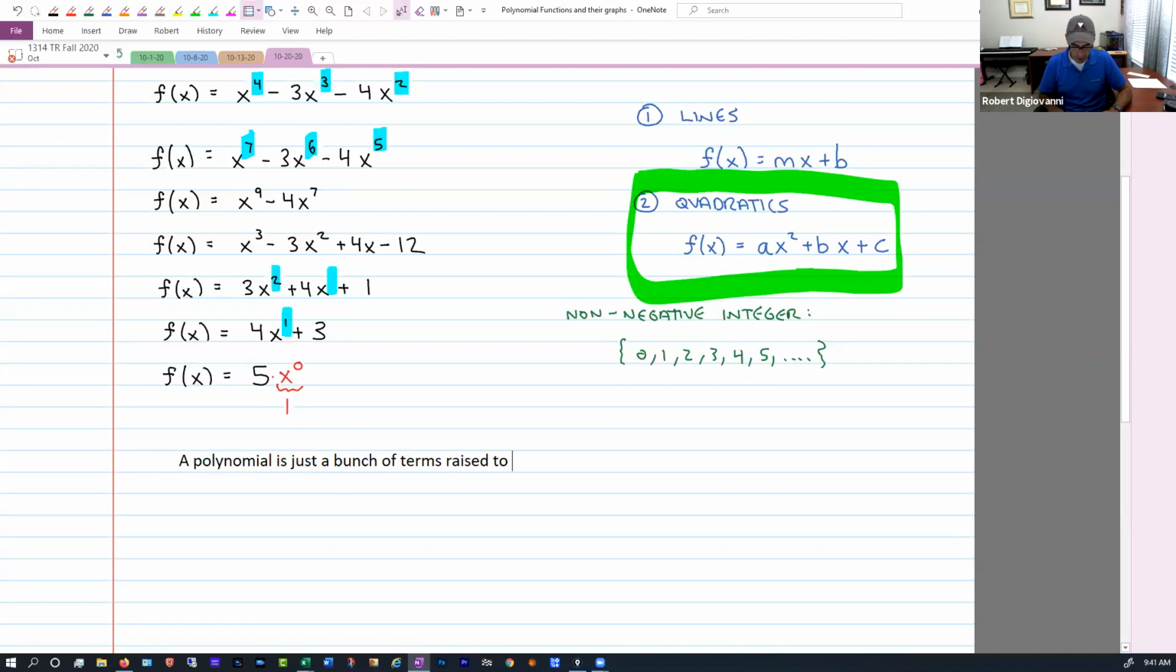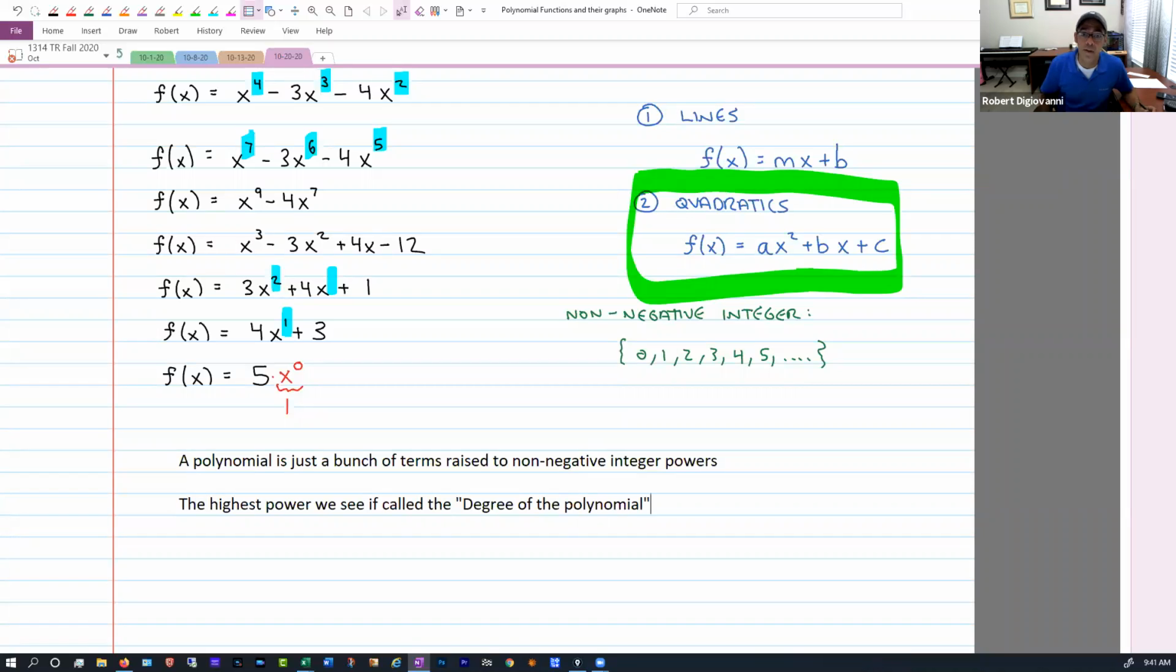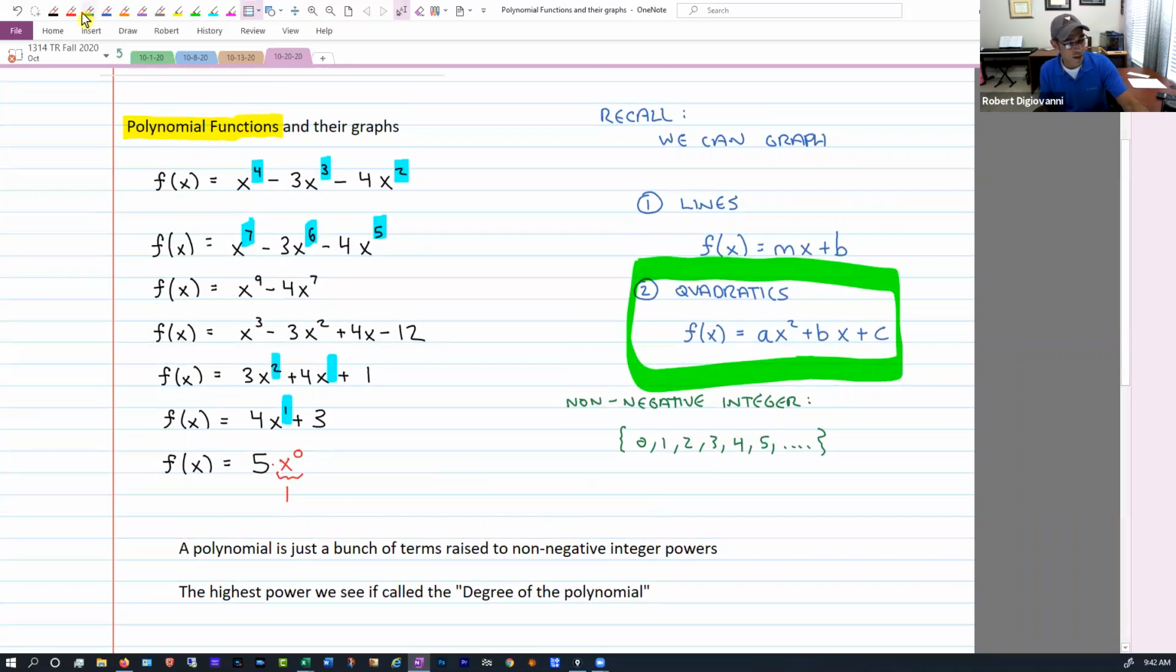raised to non-negative integer powers. That's what we've already established. The highest power we see is called the degree of the polynomial. So if we look back up here at these polynomials that I've given us, let's talk about the degrees. I'm just going to write down to the side of each one of these what the degree is.